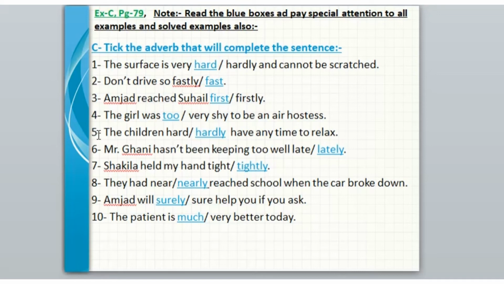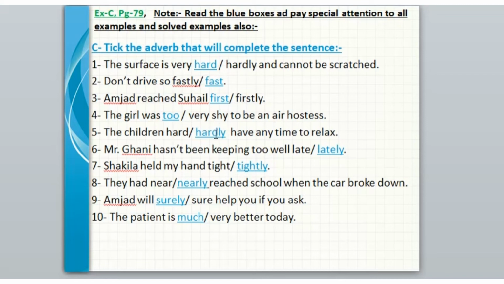Let's come to number 5. The children hardly have any time to relax. Hard cannot come here, it is the wrong option. So it will be, the children hardly have any time to relax. Hardly is the correct form of adverb defining this time to relax. Hardly means they barely get any time. They don't get time. They get very little time actually. So hardly is the correct form. So you will put a tick on top of this option, hardly.